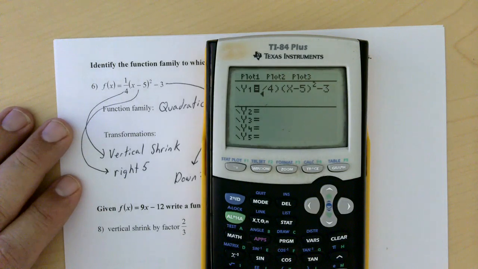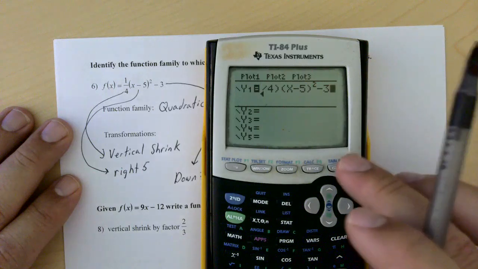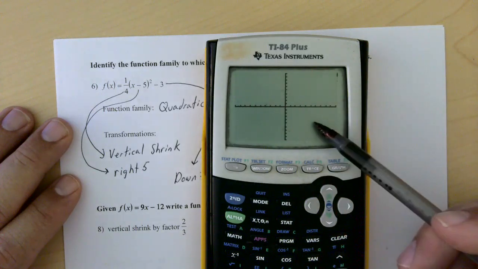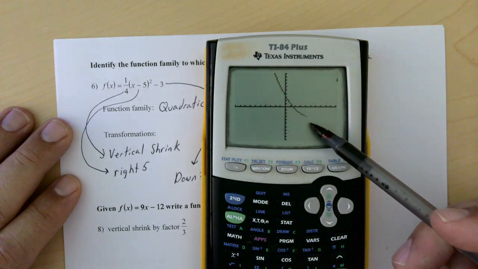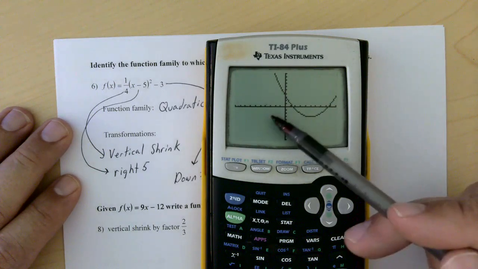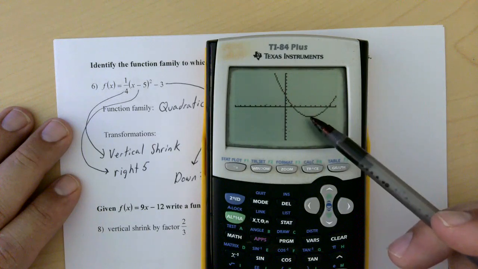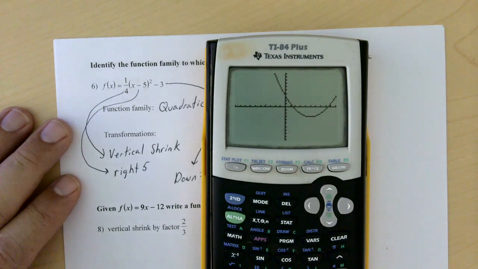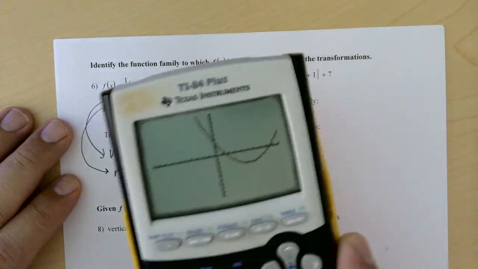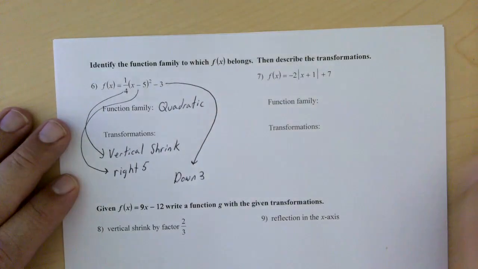Okay, so we should see this. It's going to be shifted to the right. It's going to be a little bit wider, and it's going to be down 3. So it's going to be in the 4th quadrant, the vertex. So I expect it to be down here. All right, there it is. Okay, I knew it was a shrink. I knew we shifted to the right, and I knew we shifted down. Okay, so again, if you're not sure, especially left and right, type the rule into your calculator.